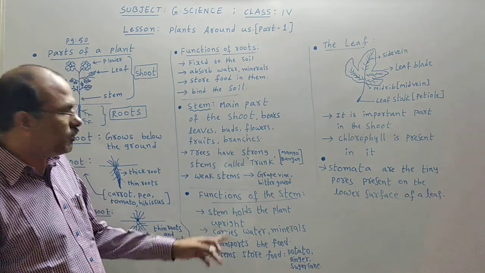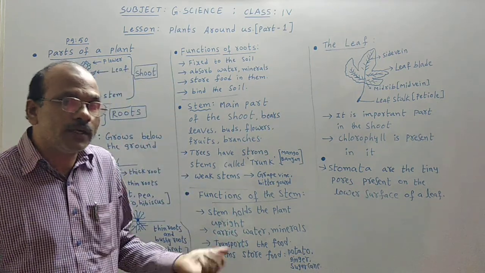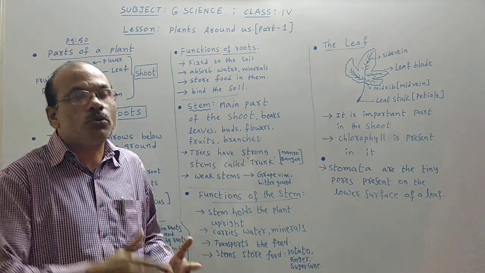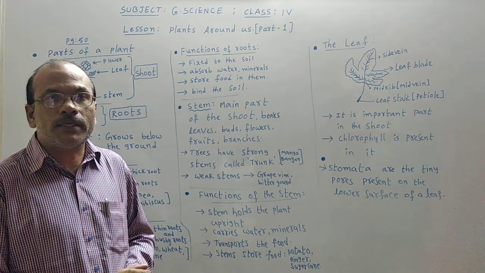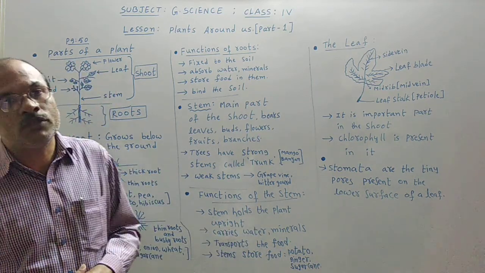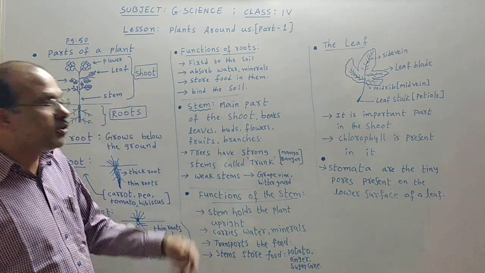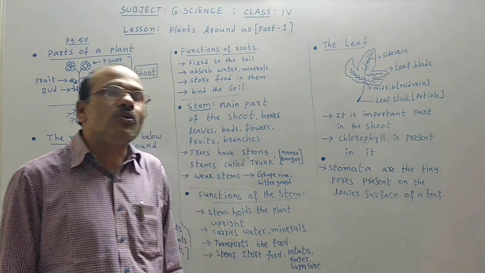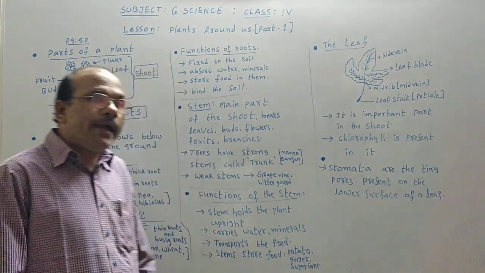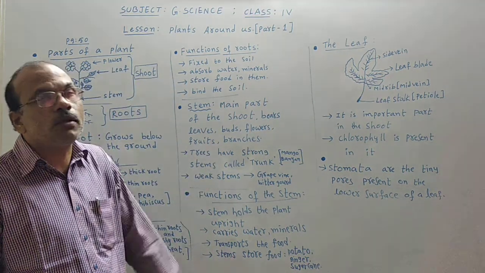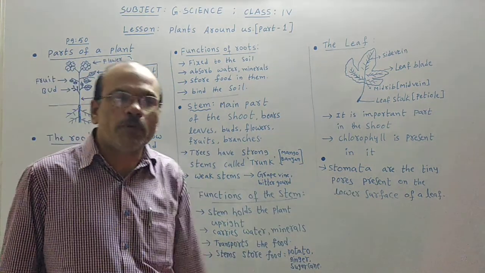Next, the stem carries water and minerals. This stem takes the water and minerals from the roots, and carries this water and minerals to different parts of the plant, to the leaves and all those. Yes or no? That is also its duty. Next, it transports the food which is prepared by the leaves. Leaves prepare the food and the stem transports it to other parts of the plant also. That is its duty. We will come to know how the leaf prepares the food in another part of our lesson.